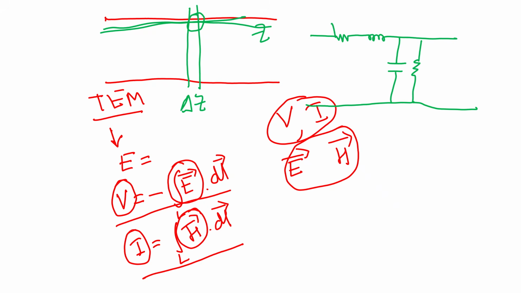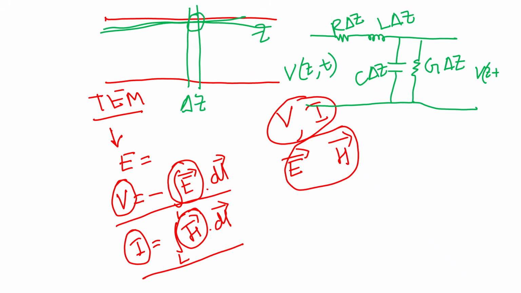The resistance value will now become R del z, the inductance value will become L del z for the small length del z region. Then the capacitance value will be C del z, and the conductance value will be G del z. So these will be the line parameters of the line. The voltage at this side we will assume is V(z,t). So obviously the voltage on this side will be V(z + del z, t).